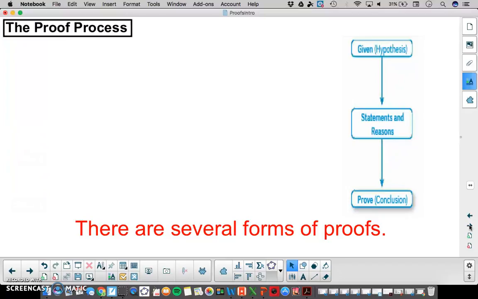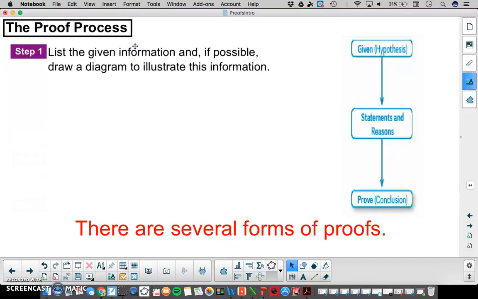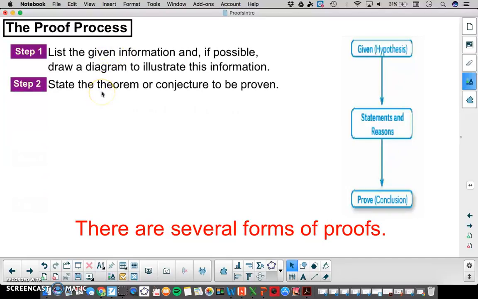The proof process starts with our given information. So step 1 is to list all of our given information, and if we can, draw a diagram to illustrate that information, and that'll help us with the next few steps. Step 2 is to state the theorem or the conjecture to be proven. So what are we trying to get to? Where do we need to end up?